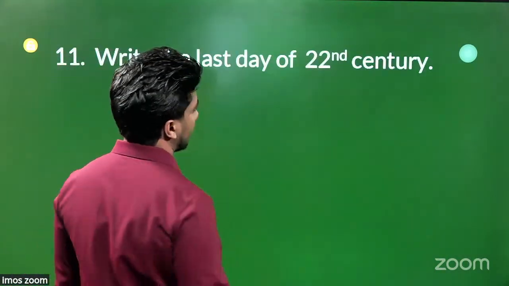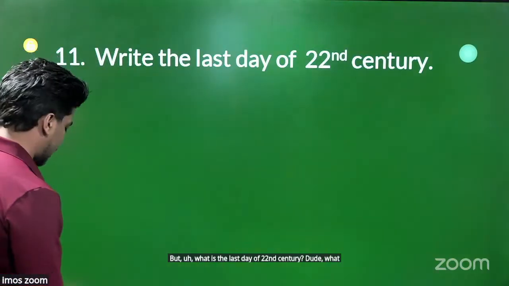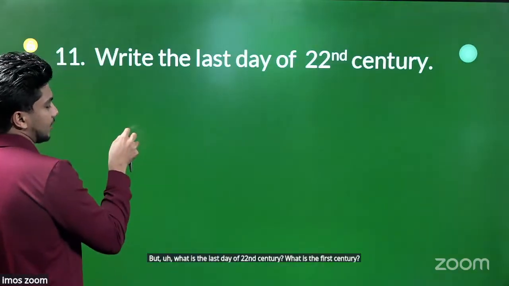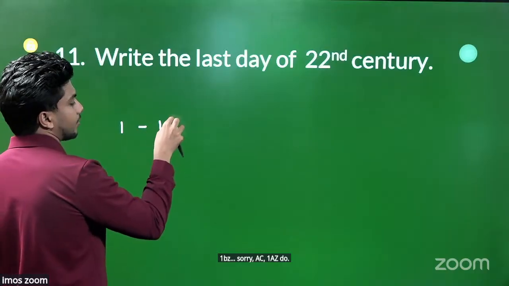What is the last day of the 22nd century? What is the first century? 1 BC, sorry, AD, 1 AD to 100 AD.